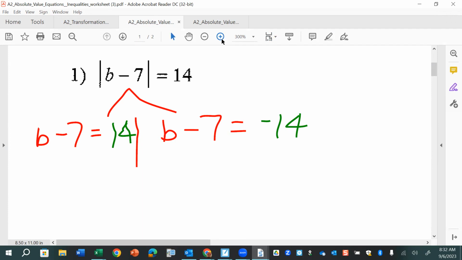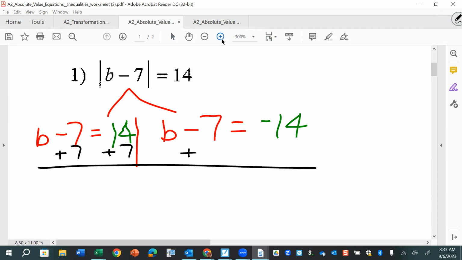One last step, solve it by doing what? Four times. Add seven. And your two, count them, two answers are, say it loud, say it first. 20 wonderful or negative 7.